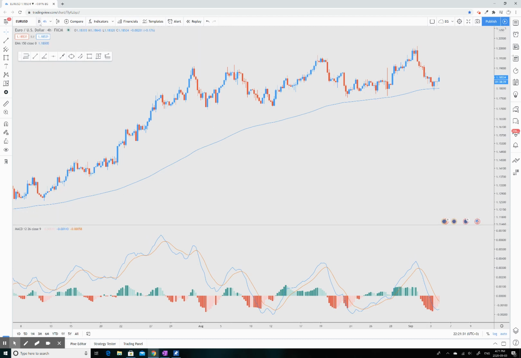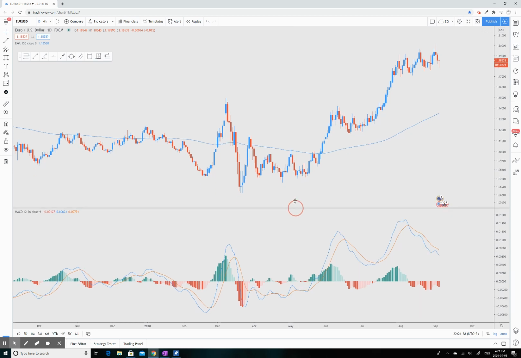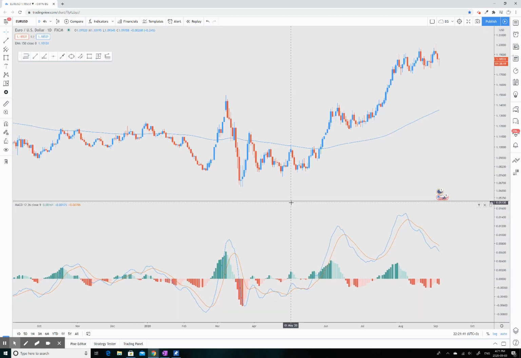So we go back out to the daily time frame for a sec, okay? And we can see this histogram. Let me try to make it a little bit bigger. When price is strongly trending, like it is here, okay, we can see down.